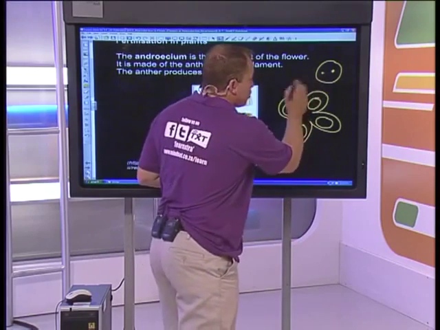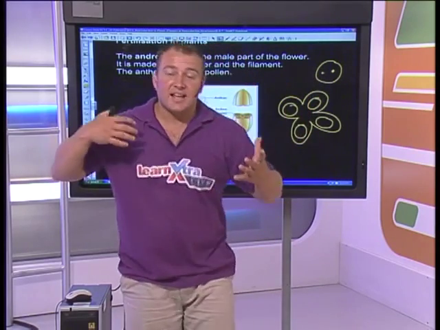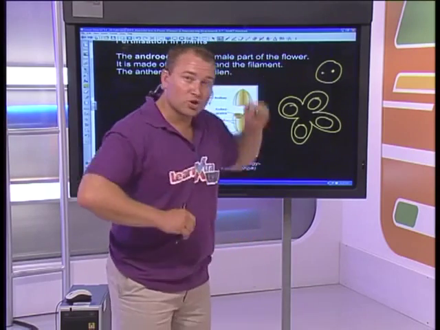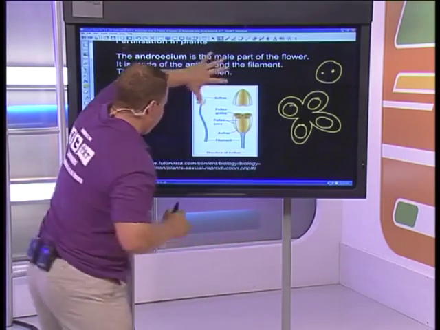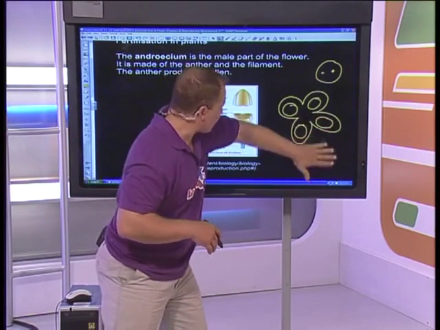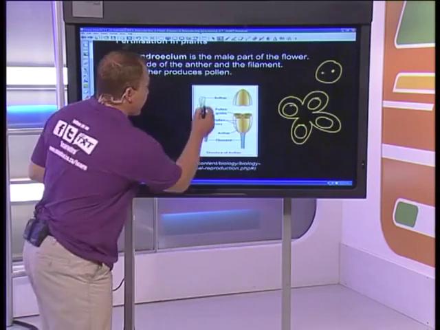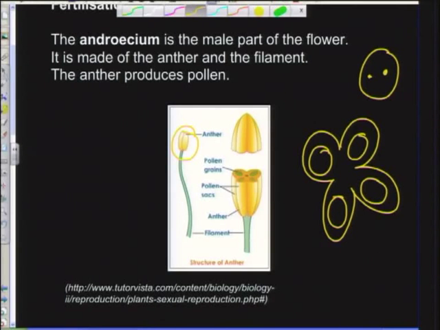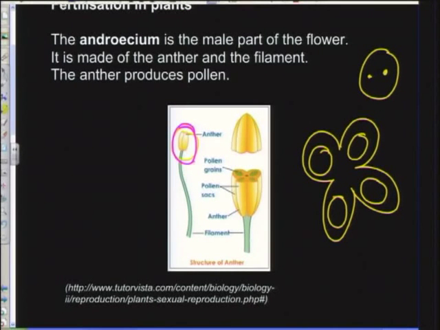This gets stuck to a little insect and it gets moved along, it gets dropped off at a plant, and then the male gametes start doing its job. Okay, so that's the male part. Very easy, very simple, right? Remember, cut it in half that way, it looks like that. There's the little foot I was talking about, the anther, and there is the filament.